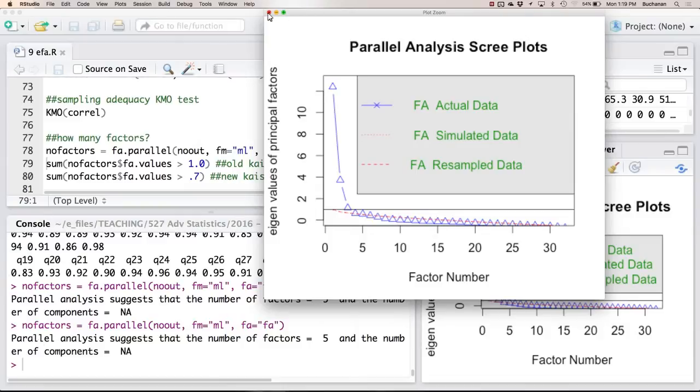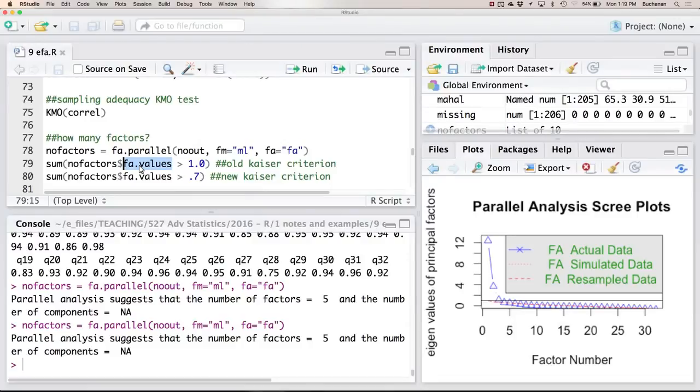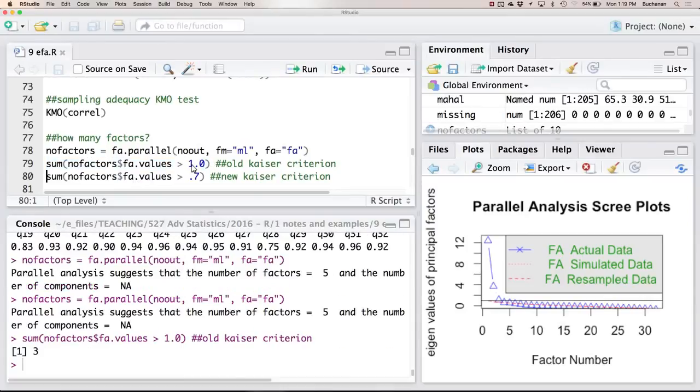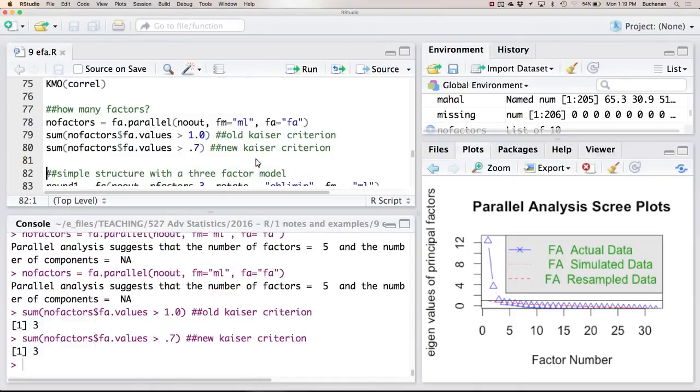Now, the thing that we saved has fa.values. Those are the actual eigenvalues, but I'm a big fan of not looking at numbers if I don't have to. So this sums up the number of ones that are over 1. There are 3. If I look at the new criterion, so over 0.7, there's still 3. So we're going to run 3 factors, because 3 is a really common theme. And I'm biasing it towards theory, so I have 3 of them. We're going to try 3. I could try 5 if I wanted, but we're going to stick with 3.